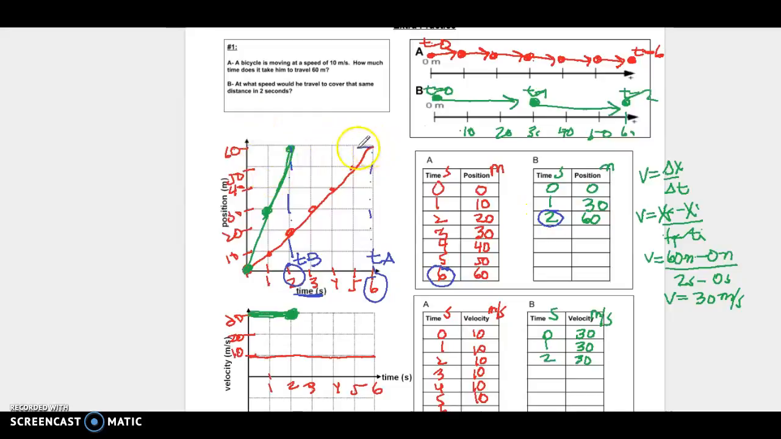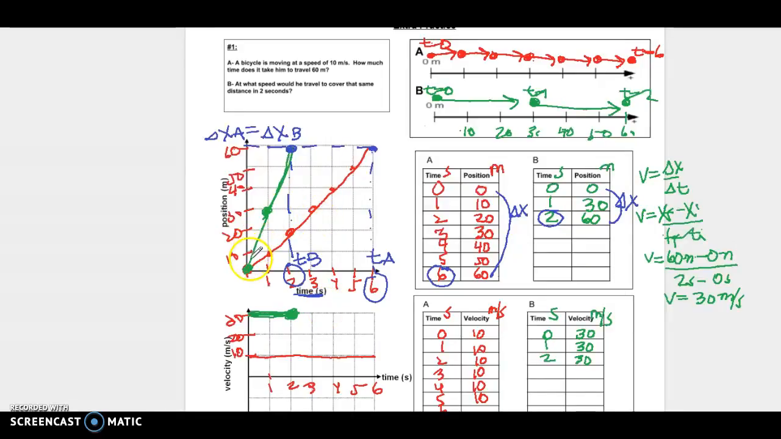Here I can also see that they have reached the same position, and they both started in the same place, so each of their displacements is the same, okay? Because they're ending here, they're both 60 meters, and I can see here, 0 to 60, and here, 0 to 60, okay? So they both have undergone the same displacement here, okay?